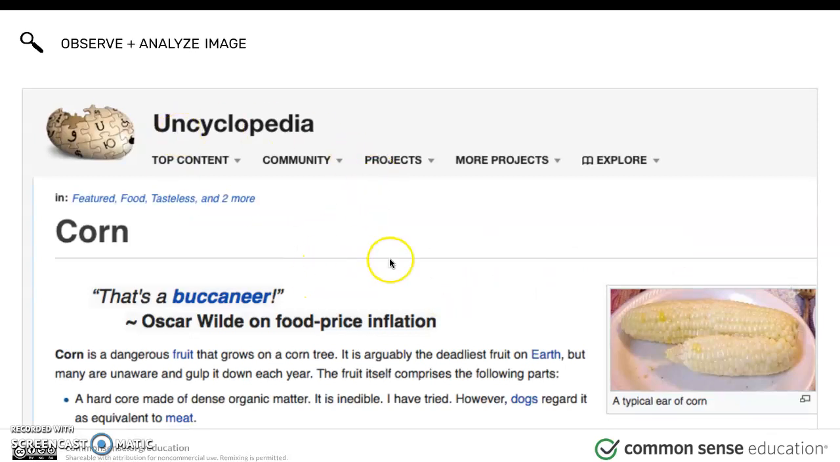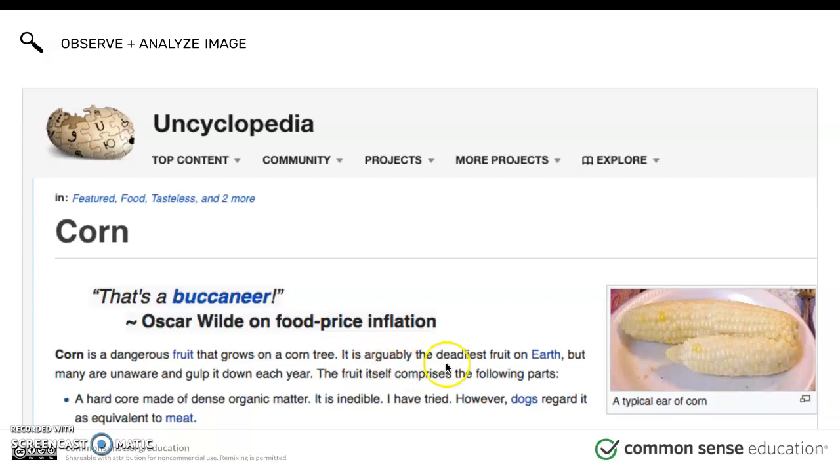I have this website here, and obviously it's making fun of Wikipedia. And while Wikipedia can be a good source for information, it can also be very bad at times. So it's really important as you're looking at sites like this to see if you think it's legitimate or not. So obviously this is goofy. A corn is a dangerous fruit that grows on a corn tree. Hopefully we all know that corn grows from the ground, not from a tree.